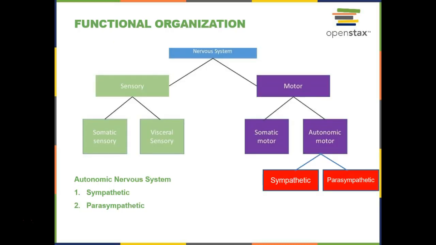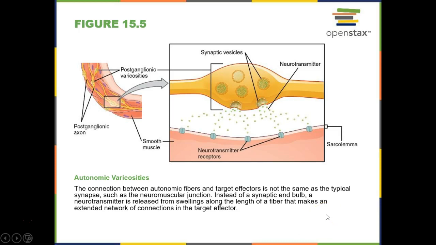So I'm going to bring this back up. I've shown you this before when we were going through the organization of the nervous system, but I've added in sympathetic and parasympathetic. So here we have, under the autonomic motor division, a sympathetic division and a parasympathetic division. Sympathetic here is your fight or flight division. Parasympathetic is your rest and relaxation division. This is where major homeostatic activities occur.